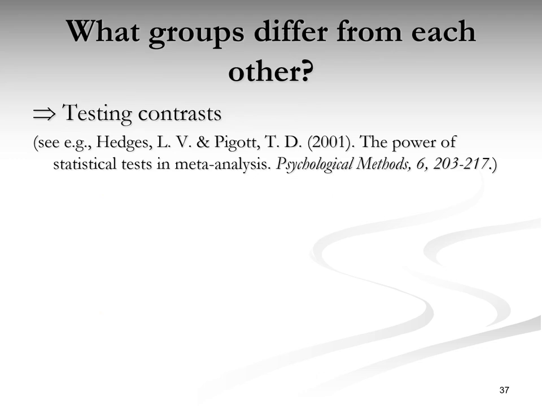Note that if we found that the categorical variable has a moderating effect, so that there are differences between categories of studies, then an interesting question is between which pairs of categories there are differences. I'm not going to discuss this, but you can look at the paper of Hedges and Pickett to look at how you can test contrasts in much the same way as in ordinary analysis of variance. You can test contrasts between pairs of categories.